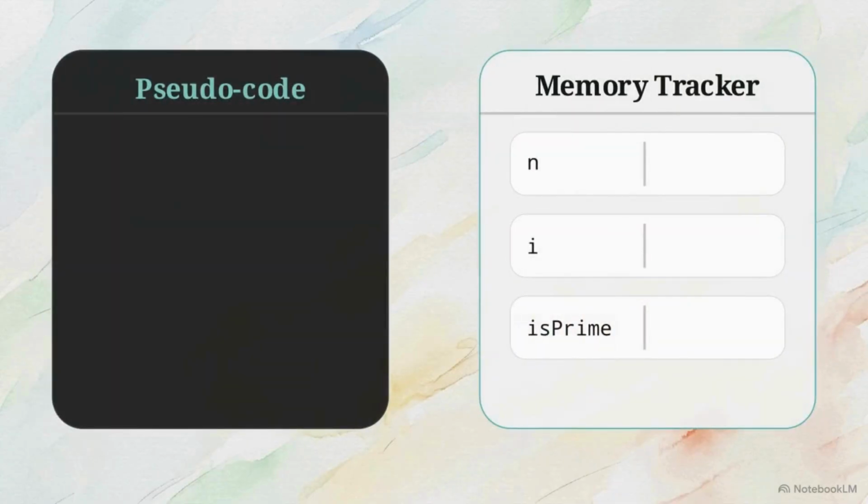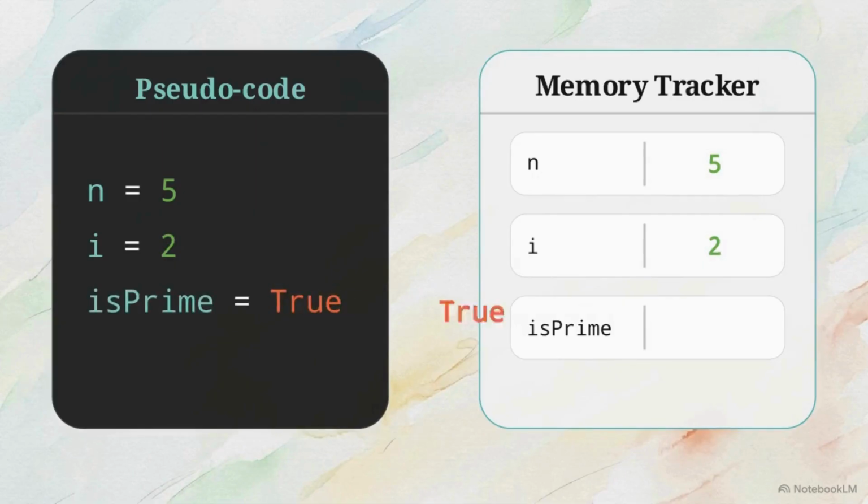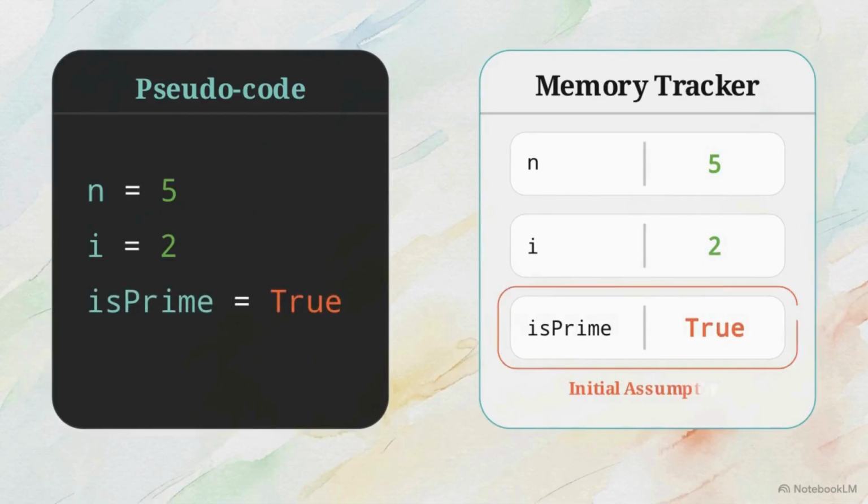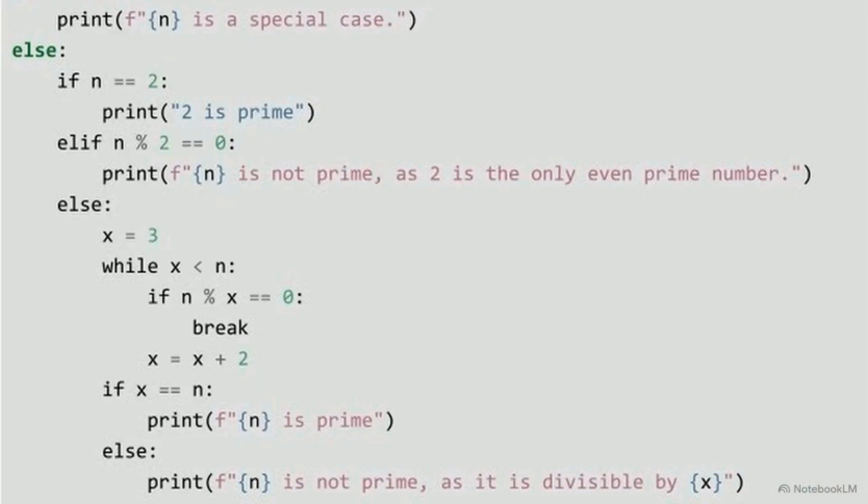Now we translate the algorithm into universal pseudocode. On the left, we set n to 5 and our starting loop variable i to 2. We also create an isPrime flag and set it to true. This is our initial assumption before the testing even begins. This is a real-world Python implementation. Notice how the while x is less than n loop and the modulo break condition perfectly match the logical skeleton we just built. Let's run this code.